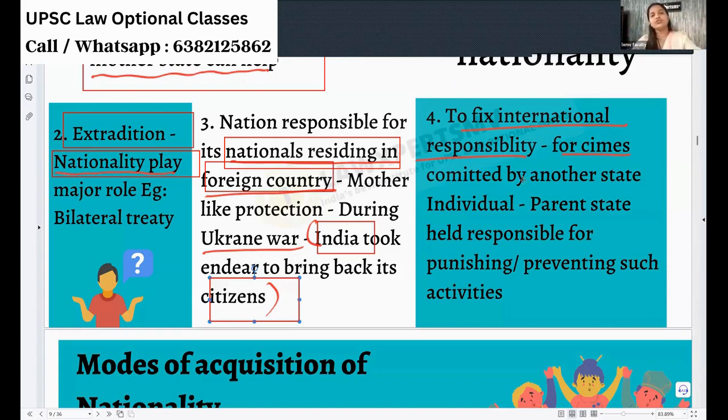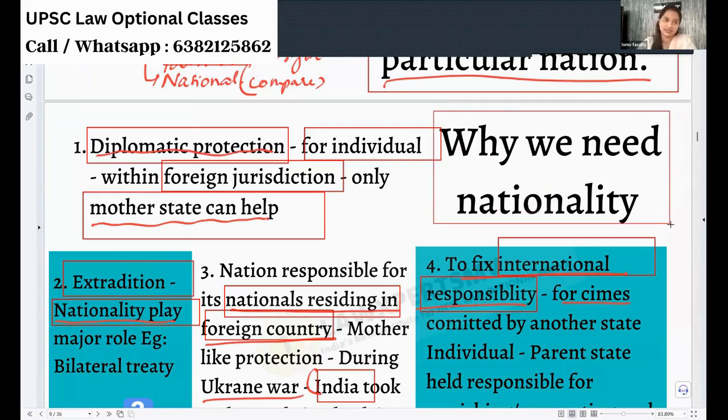Okay, next, to fix international responsibilities in case the person is committing a war crime. Which country will you fix the responsibility on? Yes, he will be individually responsible, and also that particular nation state will be held responsible. Supposedly, if that person is a stateless person, to which country will you fix the responsibility? Okay, so to fix international responsibilities and rights as well, we need nationality. Okay, so I have given you 4 points on why we need nationality.